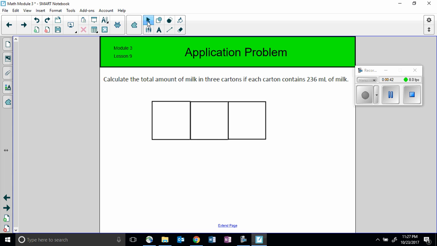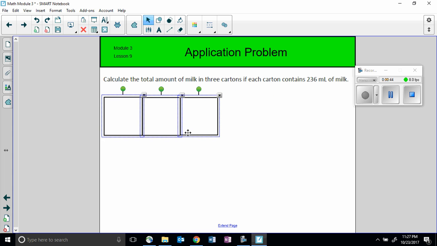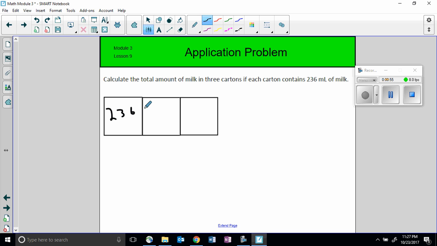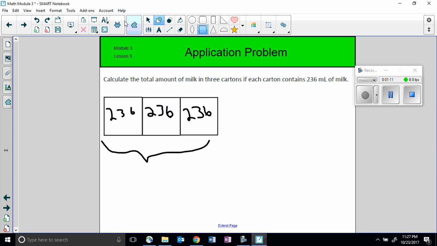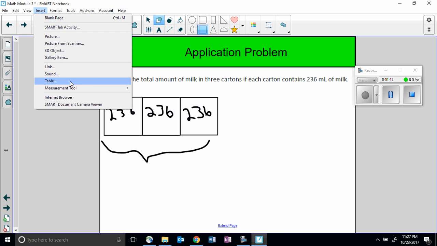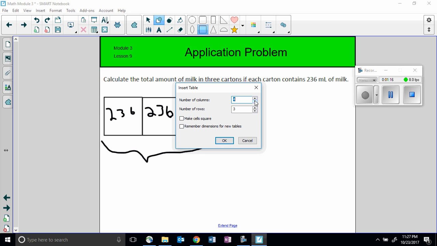So we're going to dive into our application problem, where it says calculate the total amount of milk in 3 cartons if each carton contains 236 milliliters. So this carton has 236. This carton has 236. And this carton has 236. We need to know how much is in all of them. So something we can do, guys, that we've been doing for a while: columns. We'll do 4 columns, 2 rows.